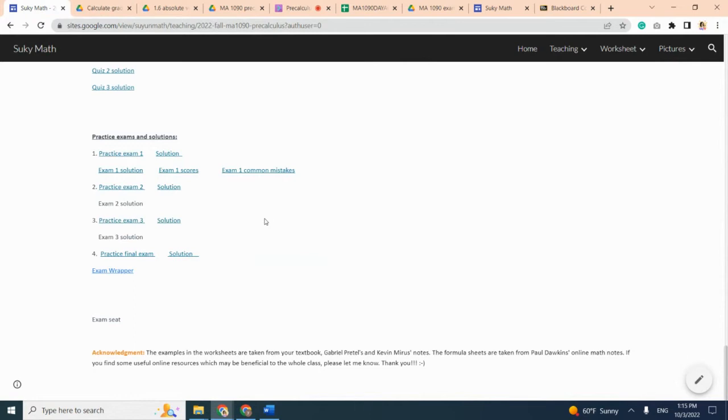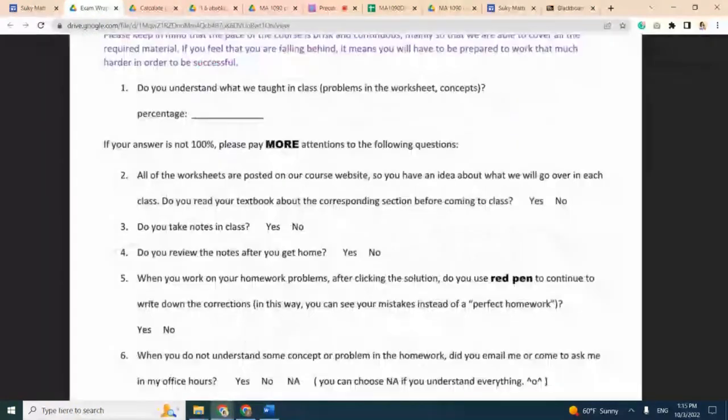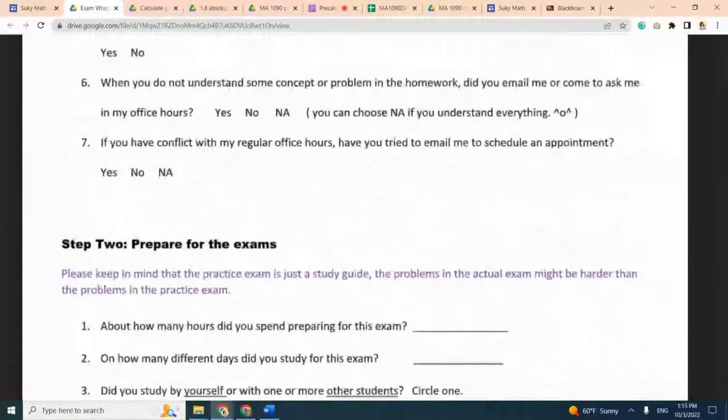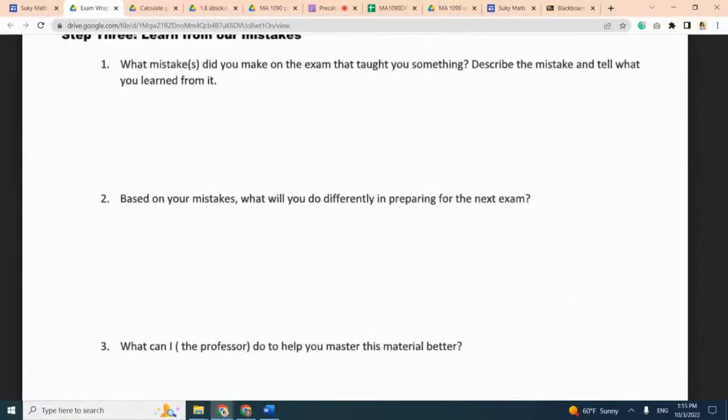And then exam wrapper. So exam wrapper right here is a survey, okay? This is like a survey to ask you, how did you study for the exam, okay? And what mistake did you make on the exam that taught you something? And based on your mistake, what will you do differently to prepare for the next exam? And how can I help you to master the material better? Okay, so exam wrapper is 5 points.